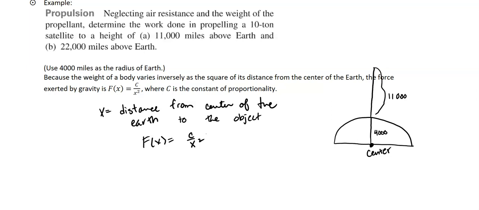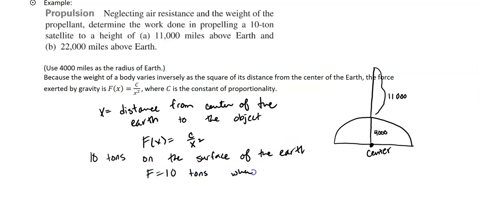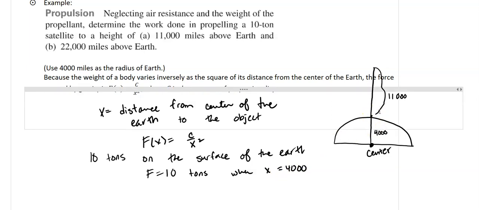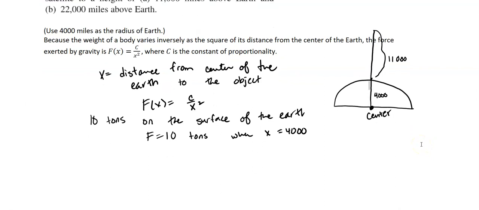We know that on the surface of the Earth, this thing weighs 10 tons. I guess it is its weight, that's okay. So what that tells us is that F equals 10 tons when x equals 4,000 miles, because 4,000 miles from the center of the Earth, the force is 10 tons. We're going to use that to find c.